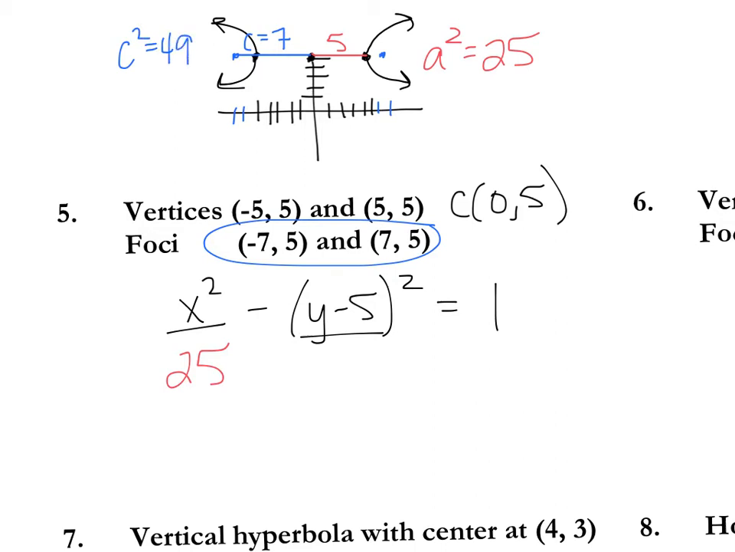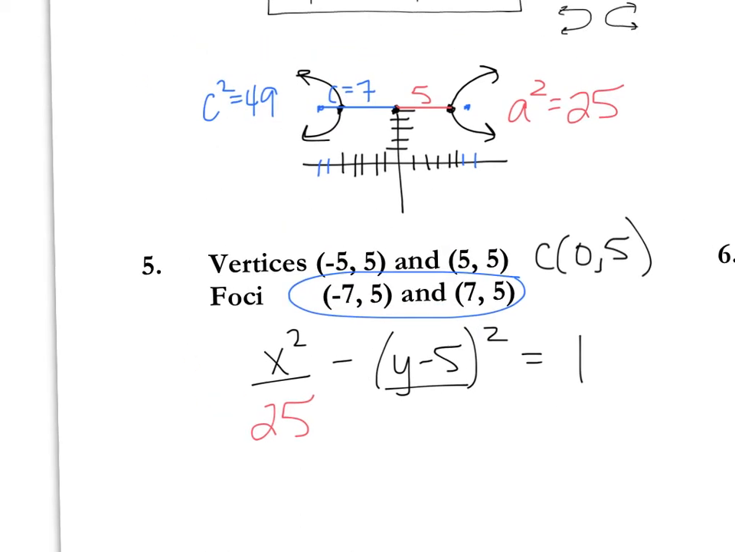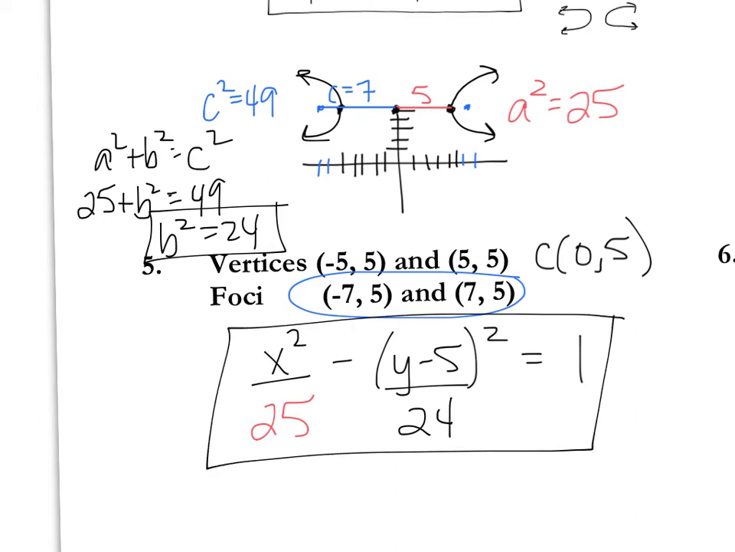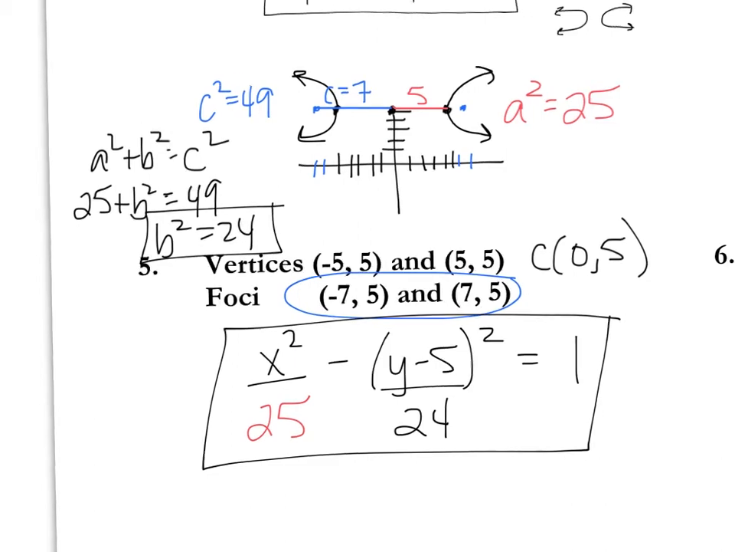So now you guys can remember from ellipses, we're pretty much almost there. All I need to do is use my a squared plus b squared equals c squared formula. My a squared was 25. My c squared is 49. That means b squared is 24. And that's all I needed here to finish my equation. Okay, so that means center 0, 5. We already figured that out, and we figured out the a squared and the b squared, so we're finished.